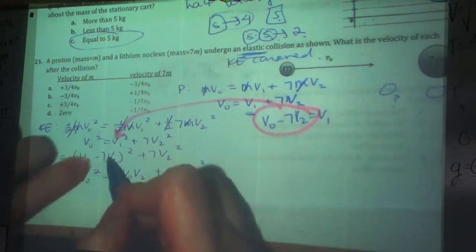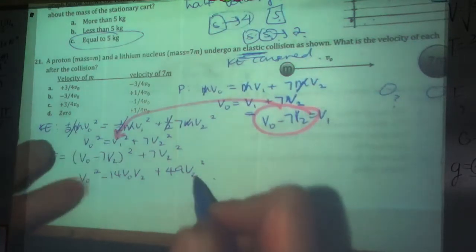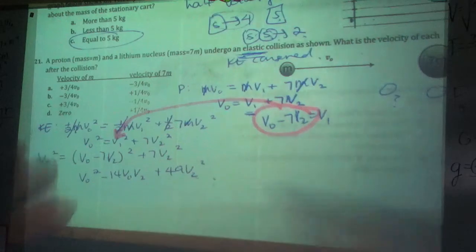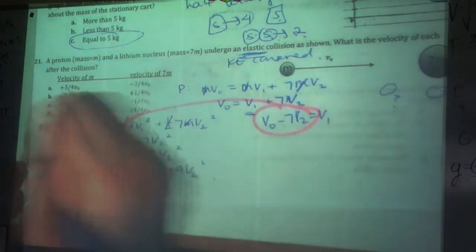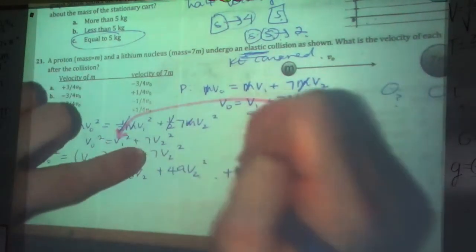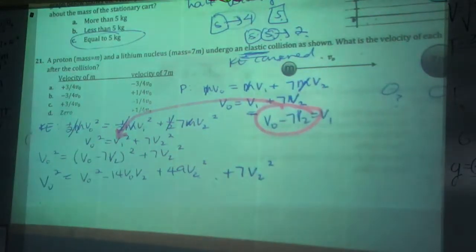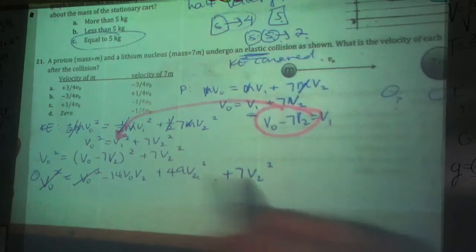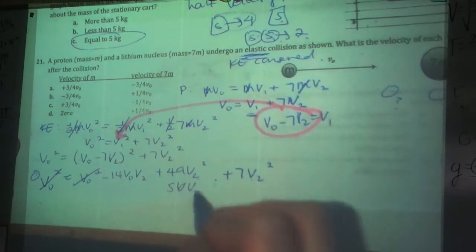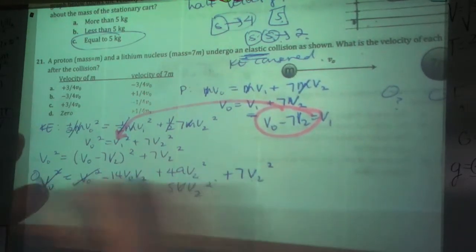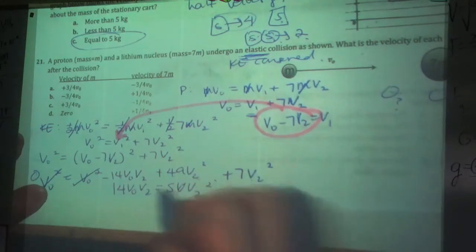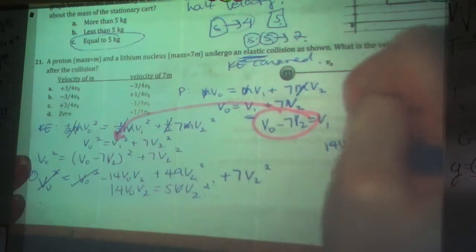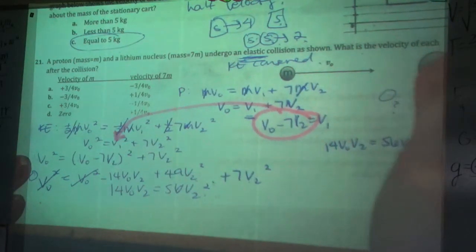Remember, this squared and this term squared are definitely in there, but you have these other two terms which combine to make the negative 14 v naught v2. And then that's still equal, and I still have a plus 7 v2 squared. So I'm going to subtract this over, so then that cancels out and is 0. These two add together, 56 v2 squared, and then I'm going to add this one over, so 14 v naught v2 equals this. Let me rewrite this. 14 v naught v2 equals 56 v2 squared.